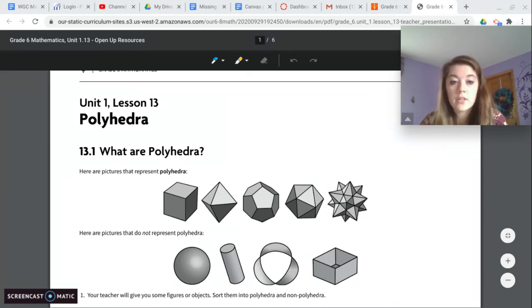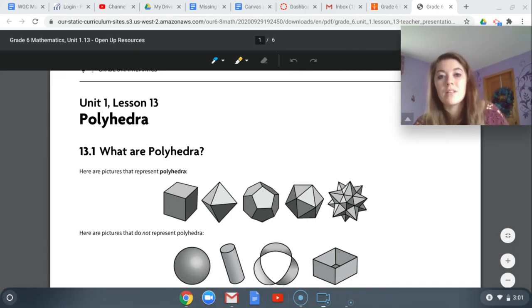So our other figures, we've got a sphere, a cylinder, this weird looking shape right here. We've got an open box. These are not polyhedra. This one's open. This is doing all sorts of crazy crisscrossing things that we just can't have. And the other two, the sphere and the cylinder, they're circular. So they're not straight edges. They're not line segments being put together. So a circle is not a polygon.